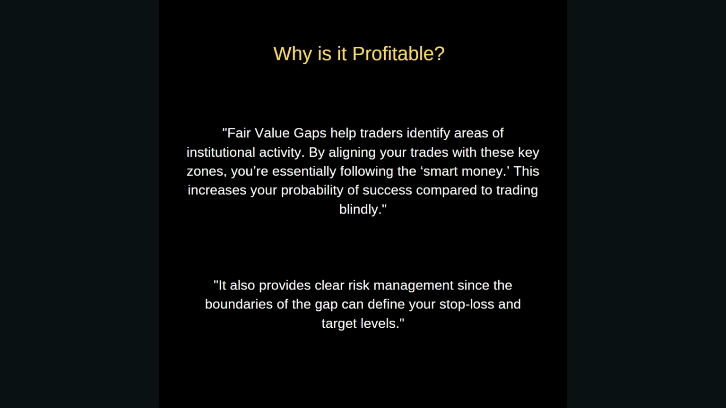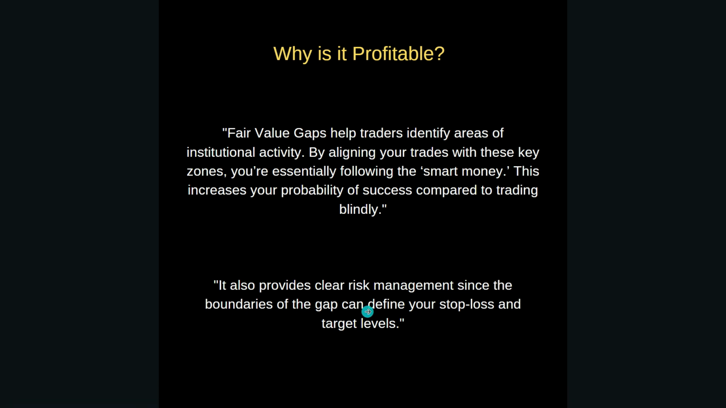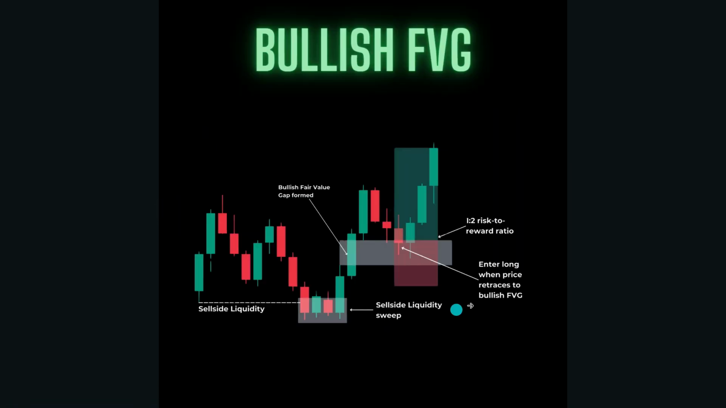What else does it say down here? It also provides clear risk management, since the boundaries of the gap can define your stop loss and target levels. So like I said, just like I showed you here, this is defined risk. Because if it closes below this candle right here, then you're out. So you have a nice little area of where you're risking, because if you don't have this kind of strategy, you really don't know where your stop is. You're basically going to a 20% stop loss or whatever.